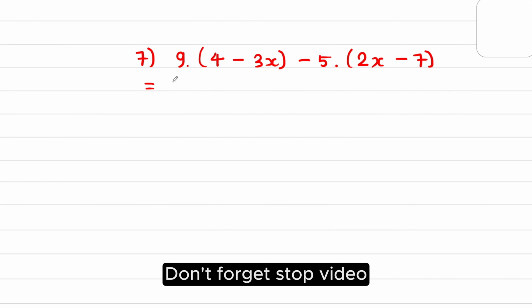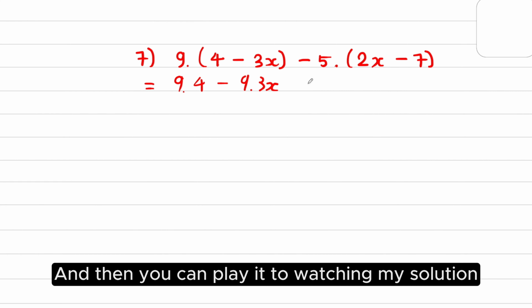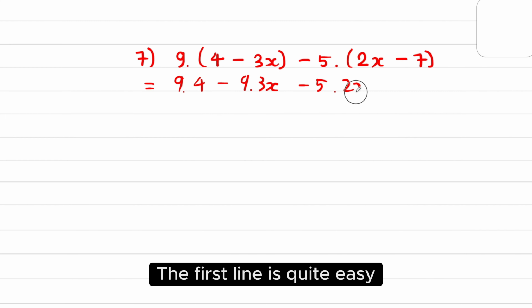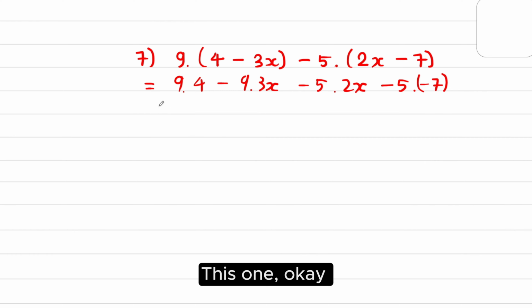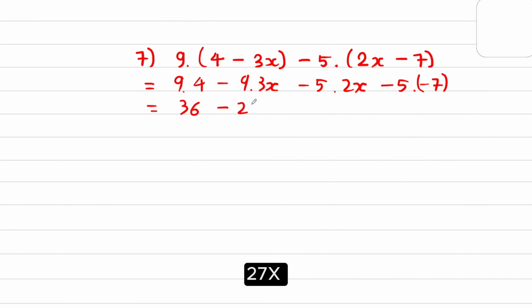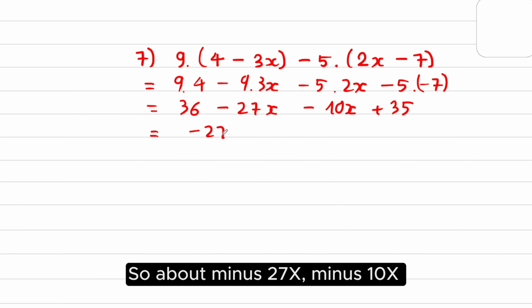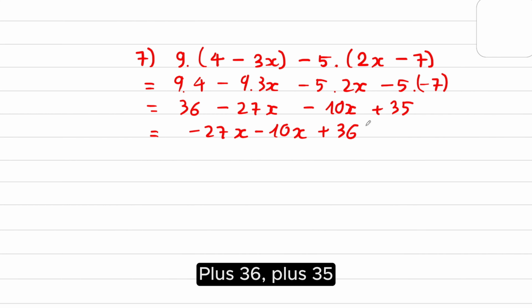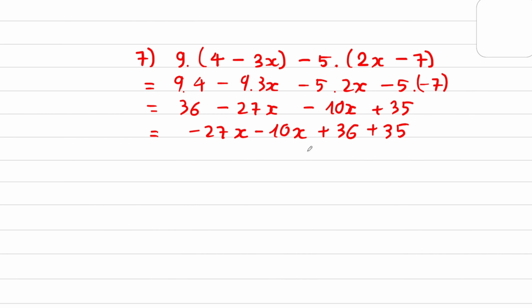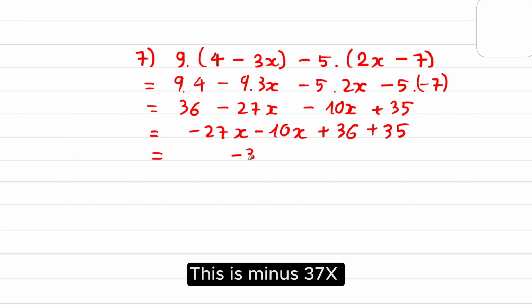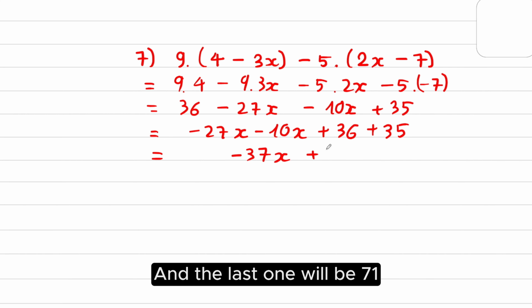Question 7. Don't forget to stop the video, do it by yourself first, and then you can play it to watch my solution. Yeah, the first line is quite easy. This one, okay, 36, 27x, minus 10x, and the last one has to be plus. Okay, so about x, minus 27, minus 10x, plus 36, plus 35. Yep, this is minus 37x, and the last one will be 71.